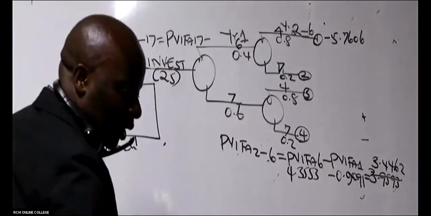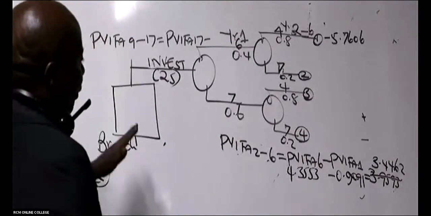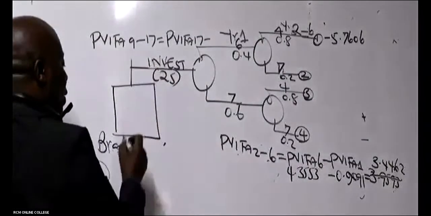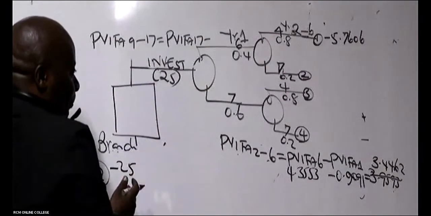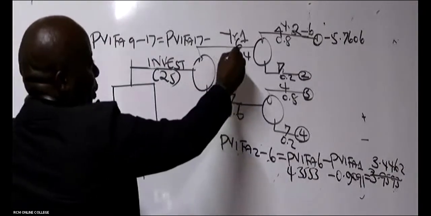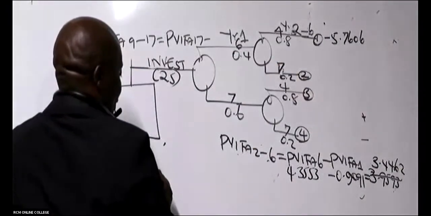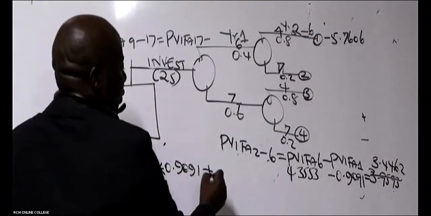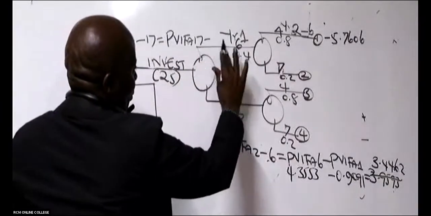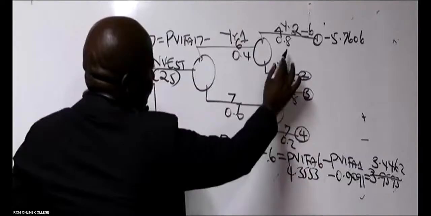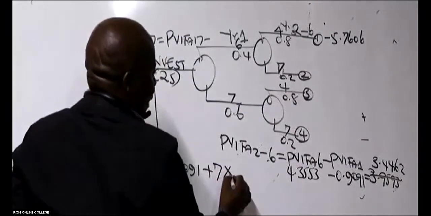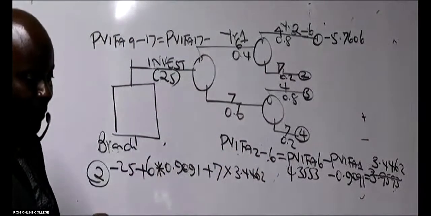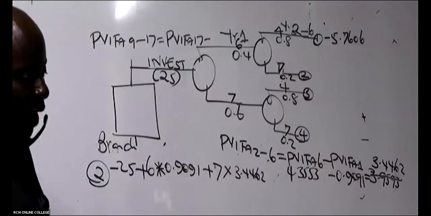So branch 2, ladies and gentlemen, this is what we are doing. You pick the cash flows as you go. So the investment today will never be discounted. That's minus 25. Plus, the next cash flow for branch 2 is 6 times 0.9091. You see I'm moving like this, this is the road for branch 2. The next one is 7, so plus 7 times 3.4462. What do we have there? Marvin has also been able to get 4.578.